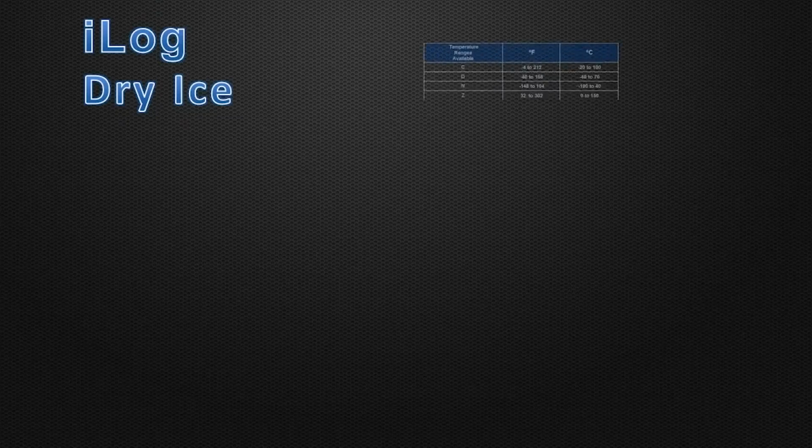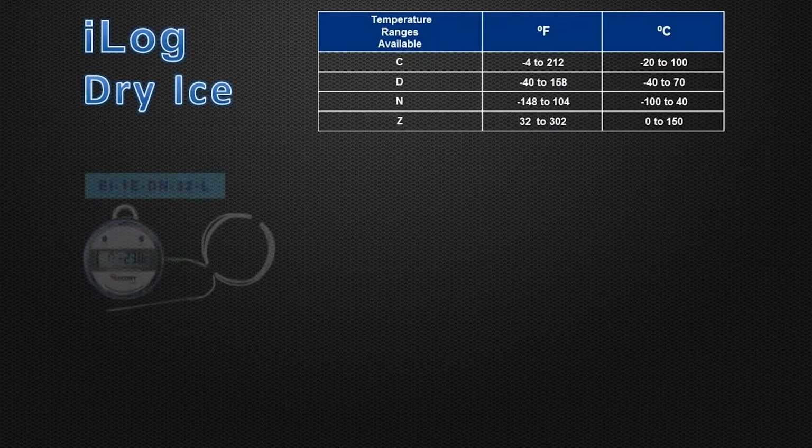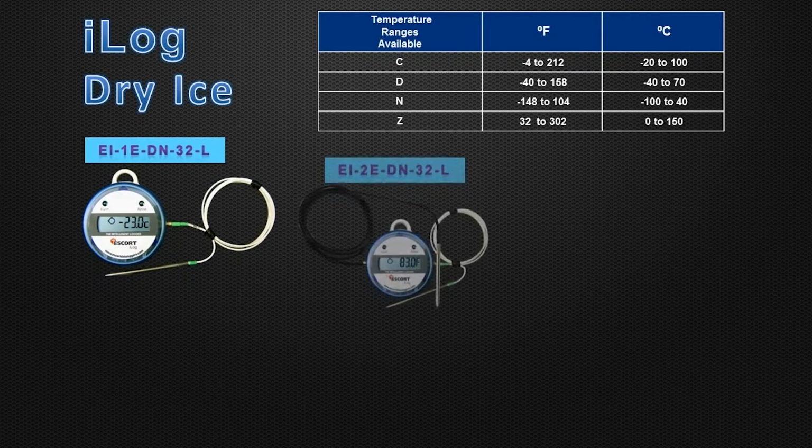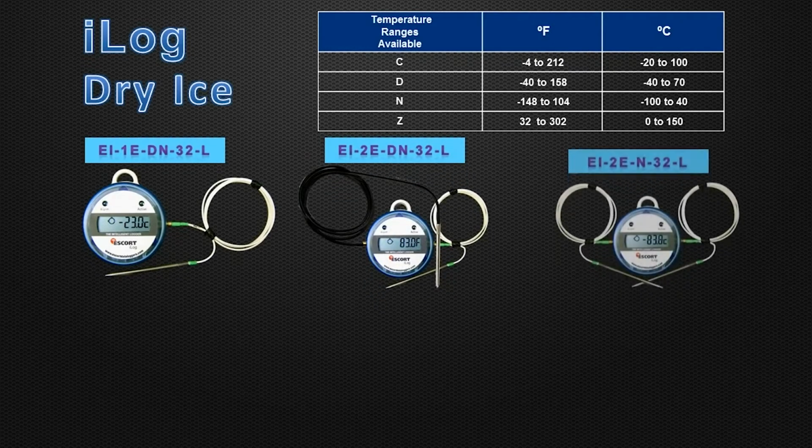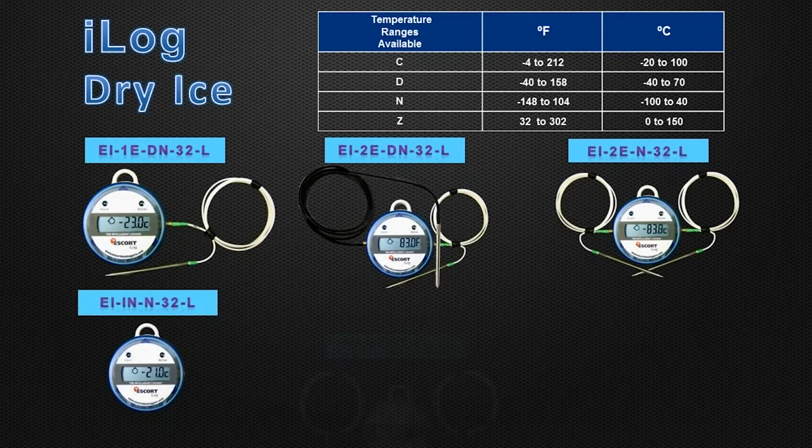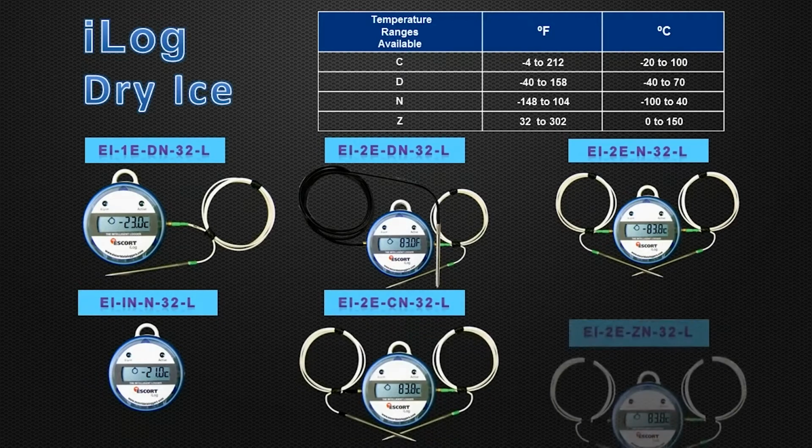Let's talk about programming and configuring the iLog dry ice. We have 6 different models with different sensor options: internal, external, internal and external. External sensor can be as long as 3 meters.